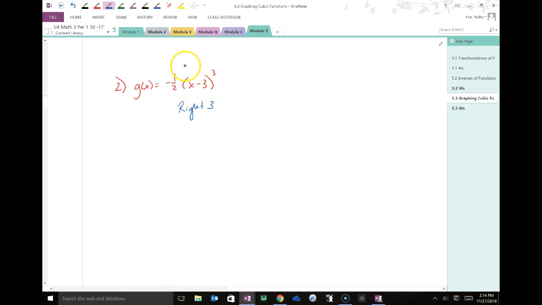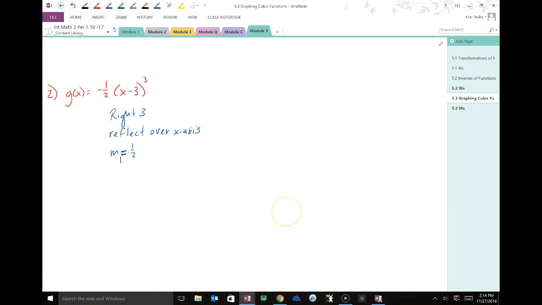Okay, this -1/2. The negative does something, and the 1/2 does something. So the negative, we have a reflection over the x axis, and then the 1/2 is our slope. Now this is a little bit tricky on this one because you have a fraction, and when you do slope with polynomials that are not linear, you can't just go up 1/2. We did do this with our parabolas a little bit, so let me just explain this.